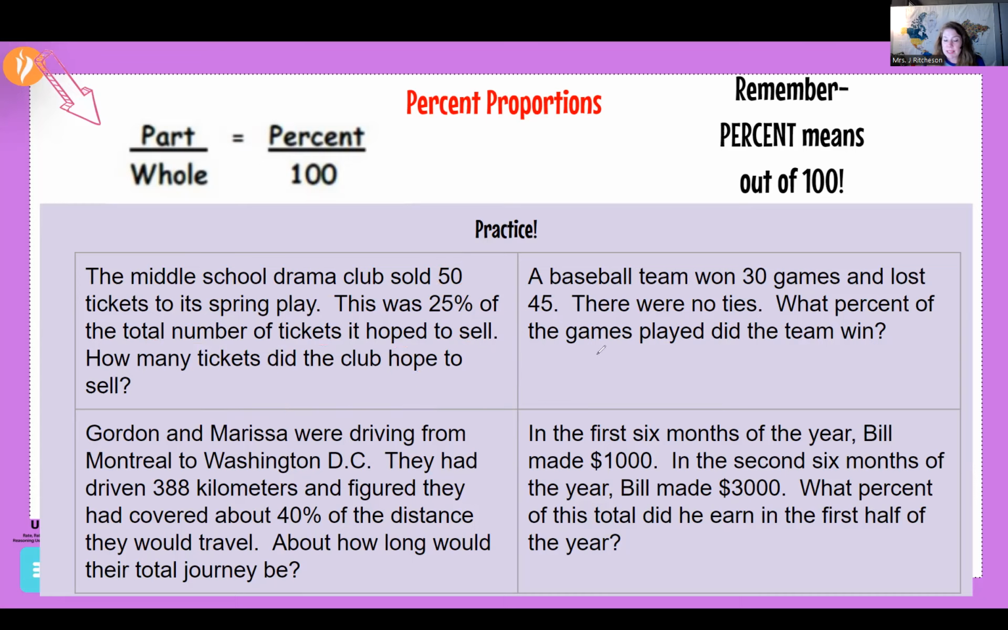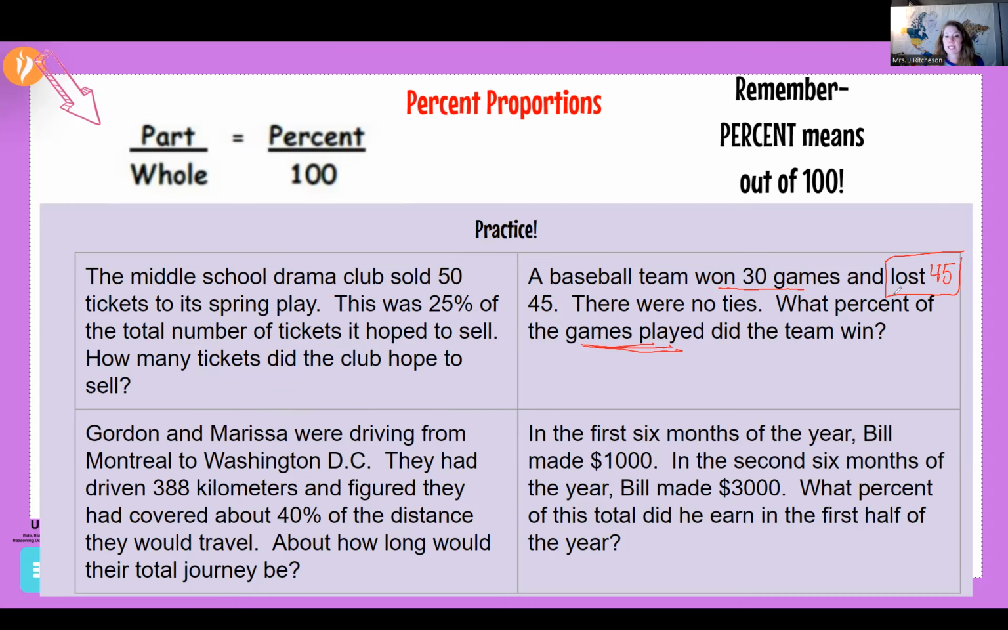All right. A baseball team won 30 games and they lost 45. Keep this together. There were no ties, so they either won or lost every game. What percent of the games played did the team win? All right, so we want to know, out of the total number of games that were played, what percent did they win? Okay, so we have a 30 and a 45.